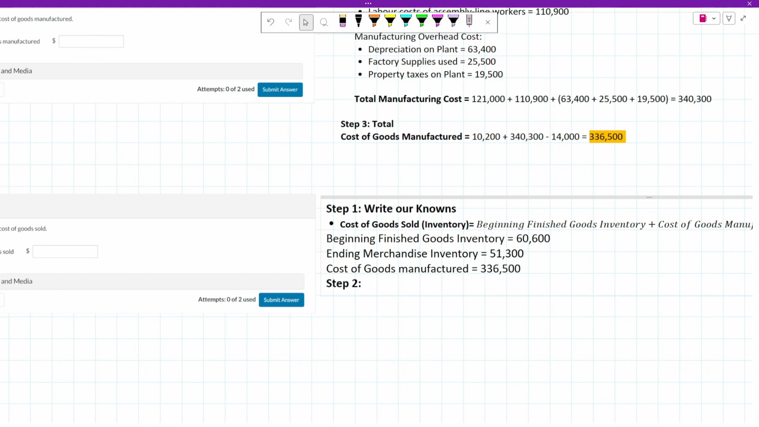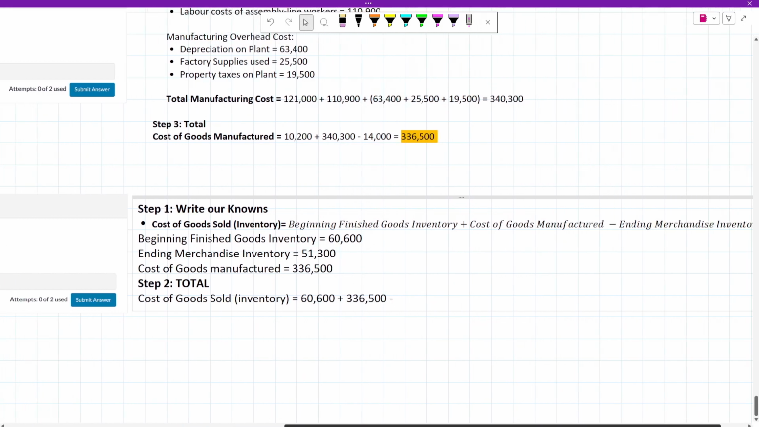So now step 2 is to calculate our total. Sorry, I'll write cost of goods sold, which is 60,600 plus 336,500. I believe it's a minus. Yeah, minus 51,300. That gives us 345,800, and that should be the right answer.